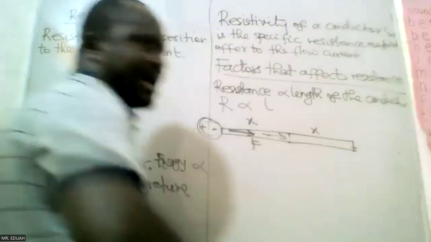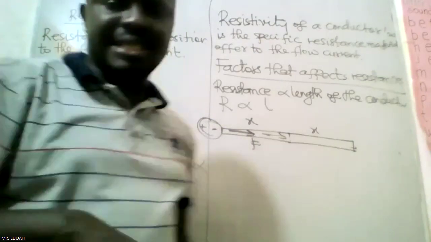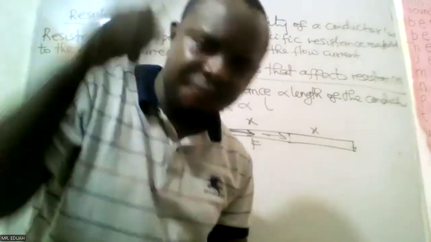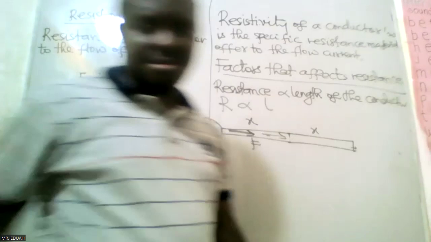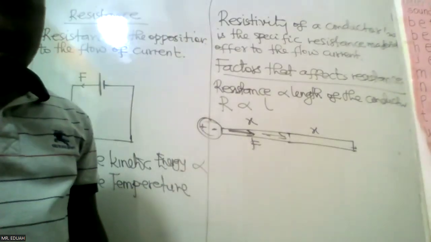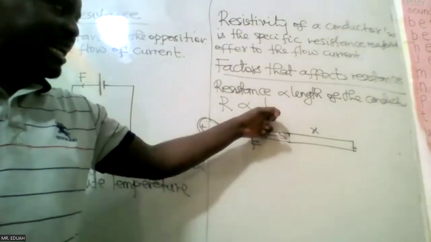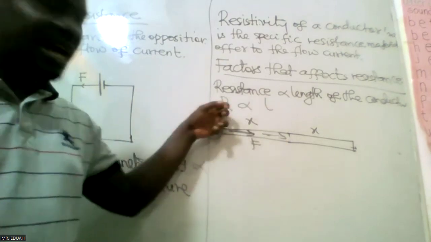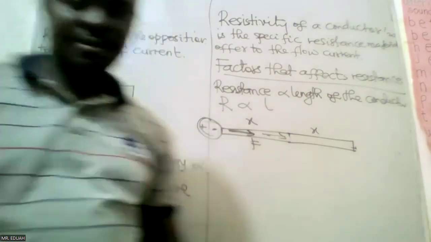So the moment you are increasing atoms, they will all oppose the flow of charges. So the greater the length of the conductor, the greater will be the resistance.